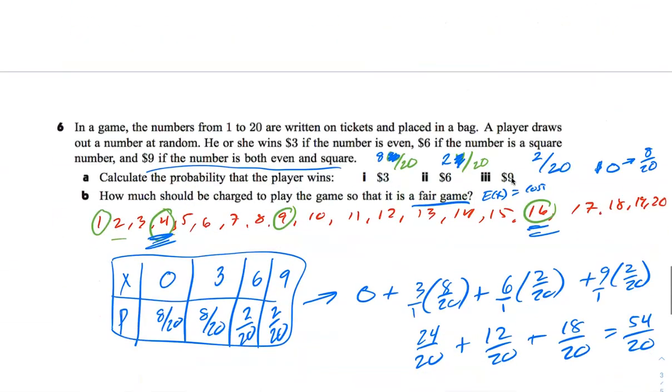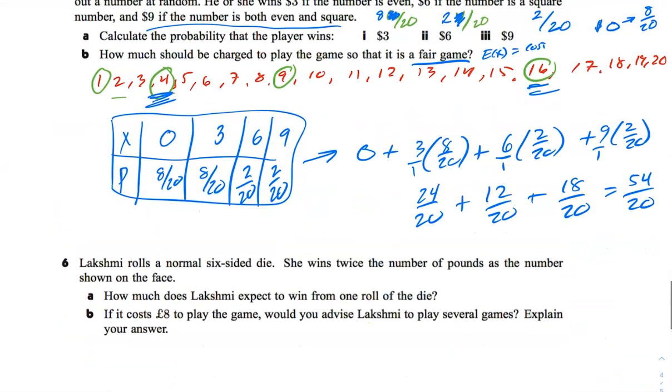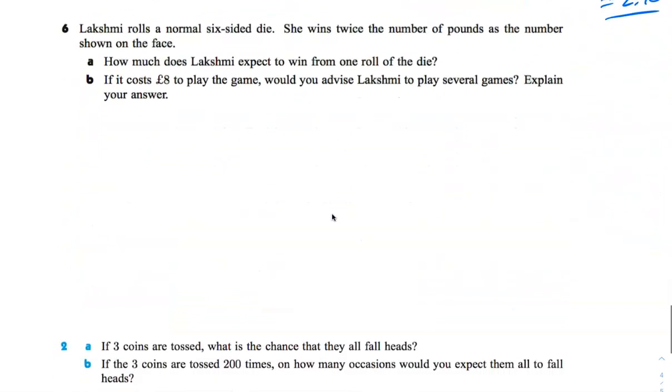Oops, that was an accident. So 54 out of 20, I'm going to type that in real quick. And I get about $2.70. That's how much we should charge. I'm not sure what that is in euros. But in dollars, $2.70. So I'll make it a fair game. Anything above that, then we'd be making money. Anything below that, whoever's playing the game makes money.